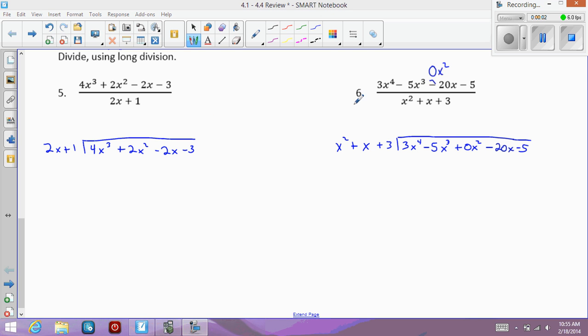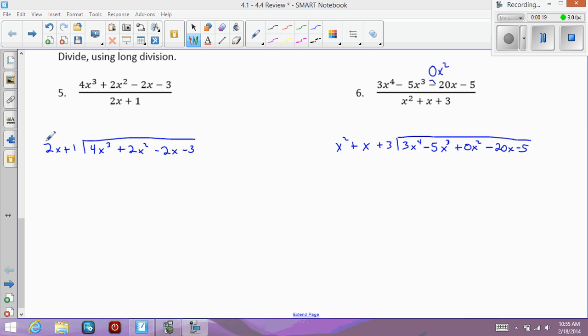Here is number 5 and number 6 from the review, and we are doing long division. So I'm going to go through and do these two. Here we have 2x plus 1 being divided into 4x cubed plus 2x squared minus 2x minus 3.